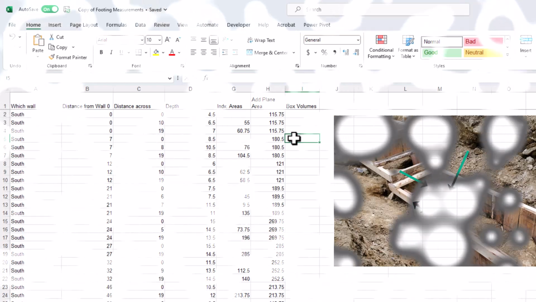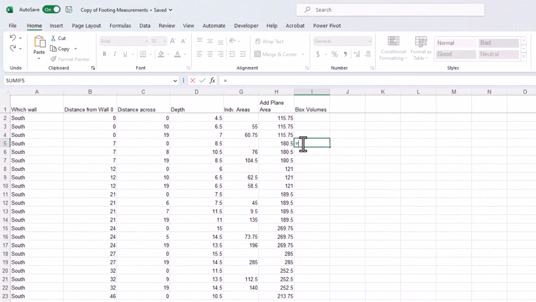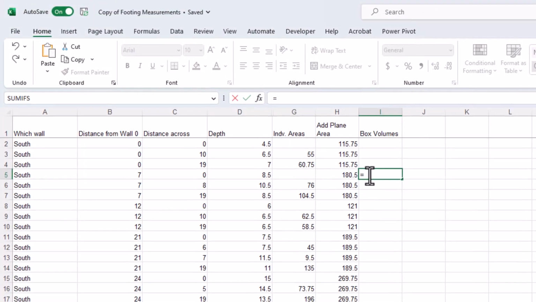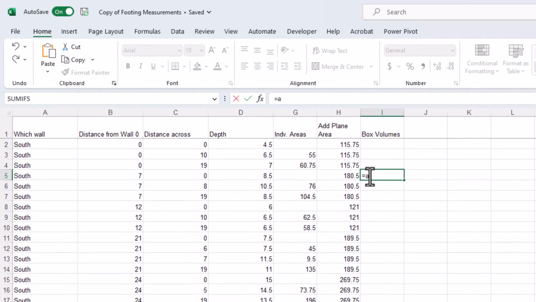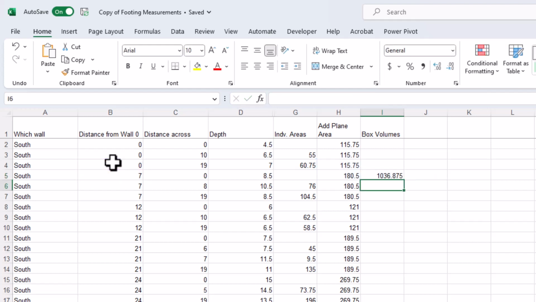So let's do that. The volume between these two particular planes is the average of this plane and this plane. And we're going to multiply that times the distance between them, which equals the distance from the wall of the second one minus the distance of the wall from the first one. And we'll hit enter. And then we'll go ahead and copy this on down.